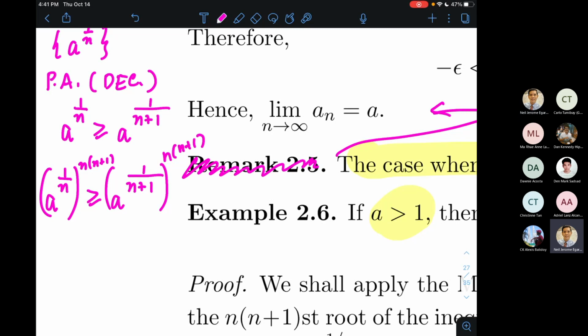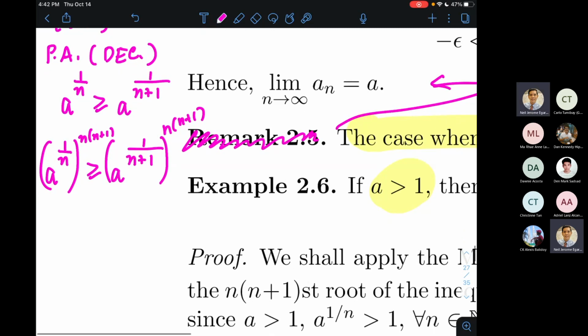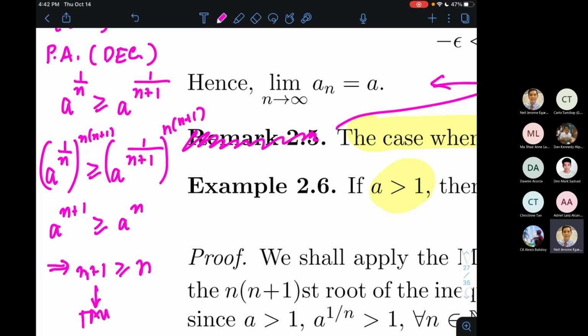Okay? So pag ni-raise ko siya sa n to the n plus 1, yung left side, ma-cancel yung n, matitira ay a to the power n plus 1. And this one, matitira ay n to the power n. All right? And then parehas yung base. So that means n plus 1 is greater than or equal to n, which we know to be true. This is a tautology.